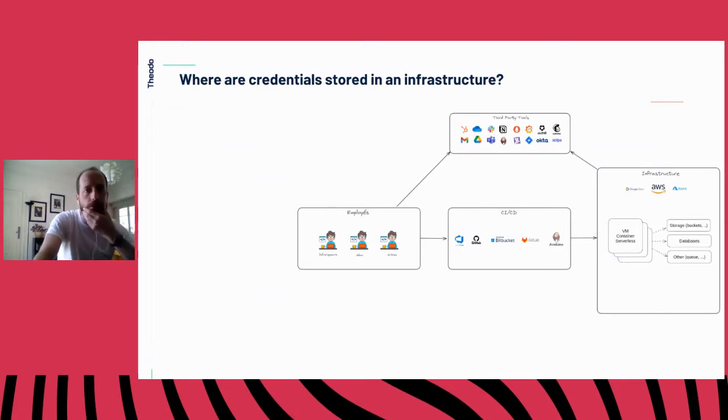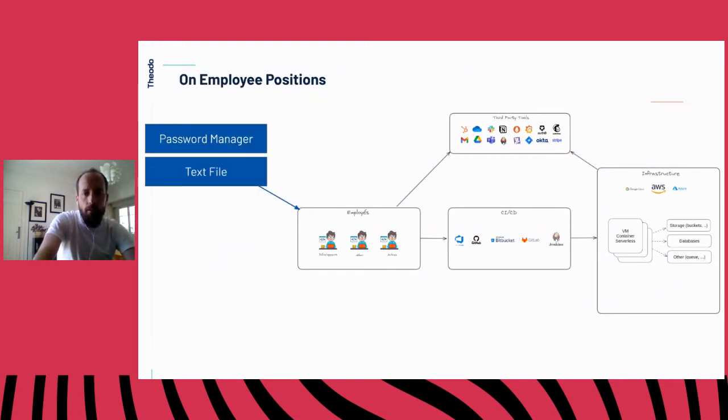So where are credentials stored in an infrastructure? This is a very simplified schema just for me to be able to show where credentials are stored most of the time. On the employee's workstation, you will have the password manager, some text files, the history files of Slack, Teams. Everyone, once a month, or it depends, will share credentials when they have to rush, when something is needed very quickly. They will send credentials through Slack, Teams, any messaging app.